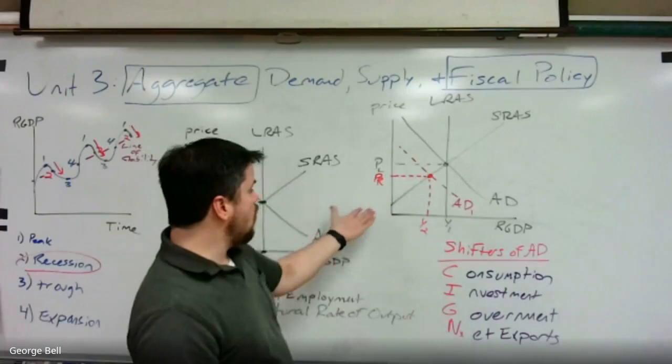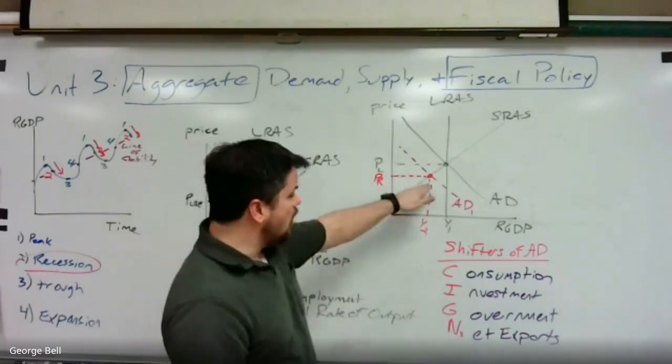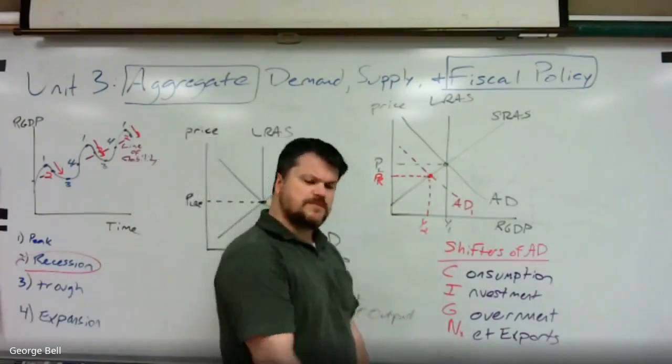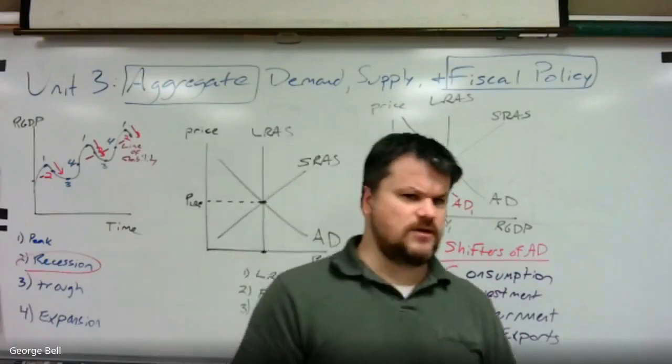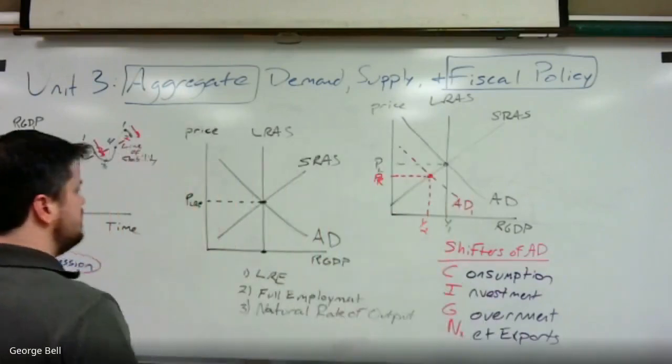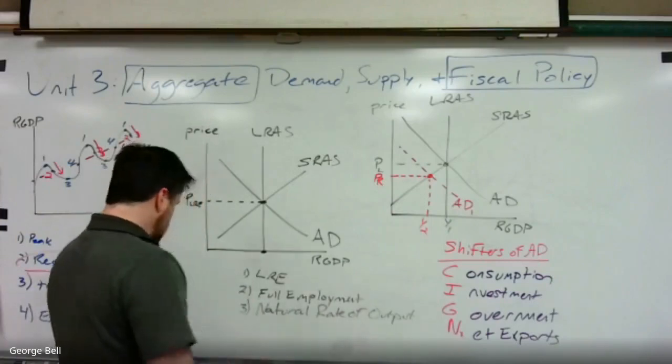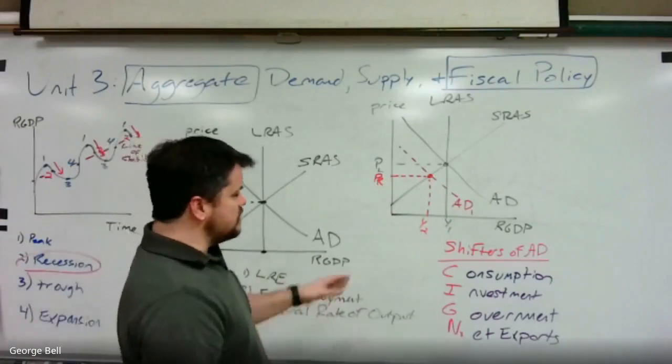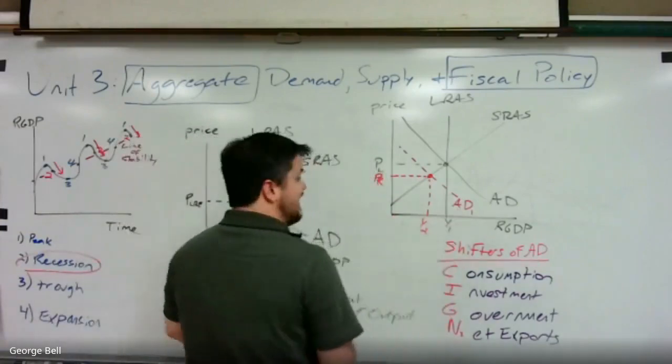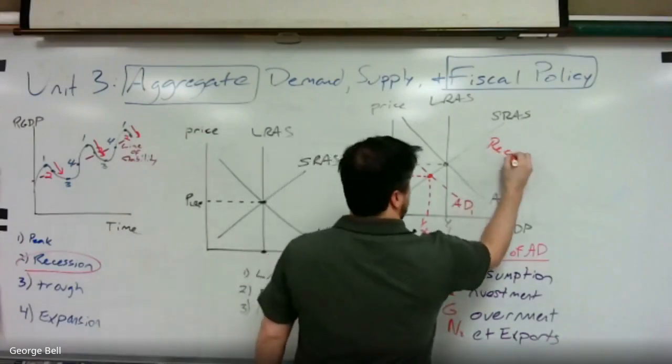No error required here because it shows where we are versus where we ought to be. Very similar to externalities, if you recall. Very similar. So what I'm going to do now is show the opposite of this. This is what we call a recessionary gap.